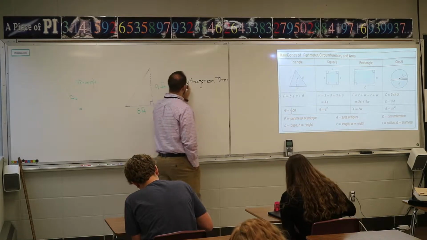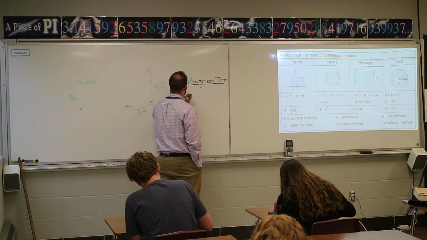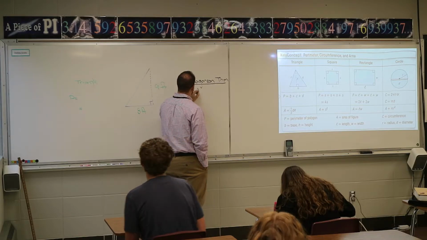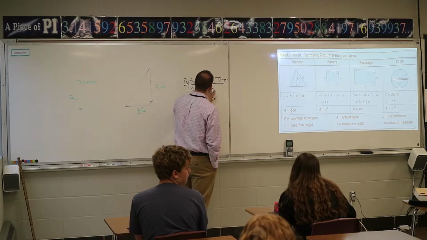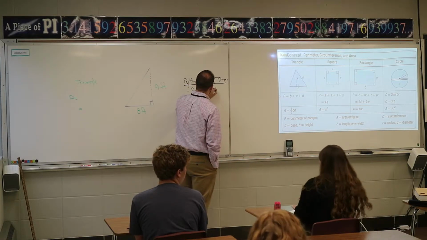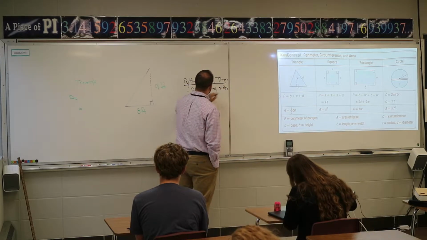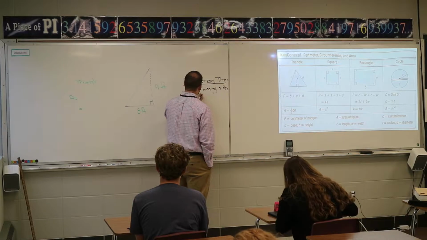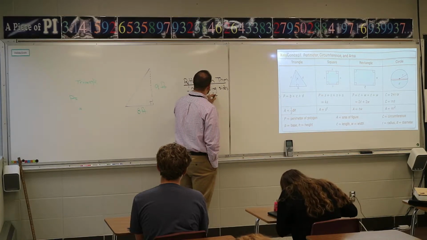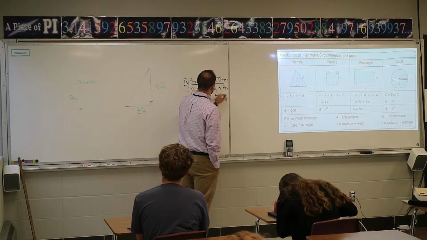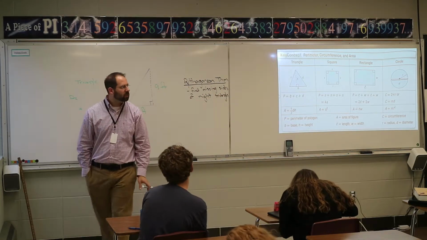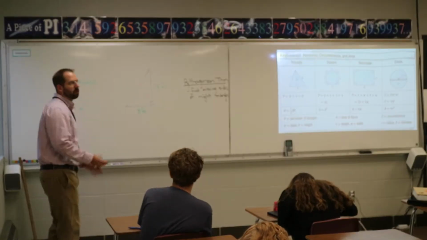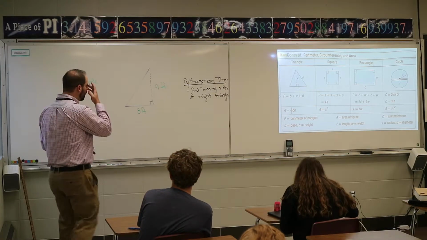The Pythagorean theorem is used to find missing walls on a triangle. Missing sides of right triangles. That's the only type of triangle it works for. It's got to be a right triangle. If it's not a right triangle, you can't do this formula. You have to like break the picture up into right triangles for this to work.